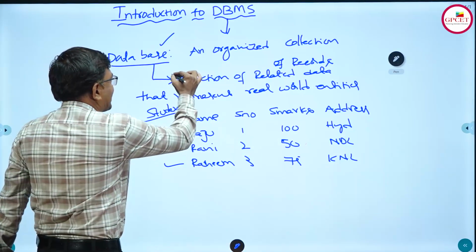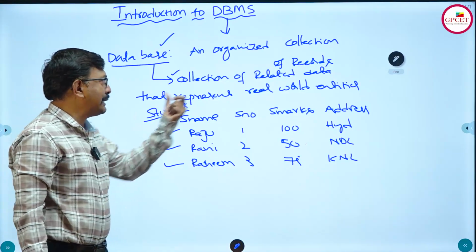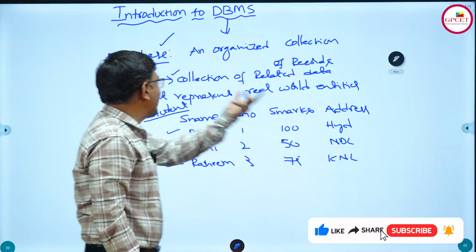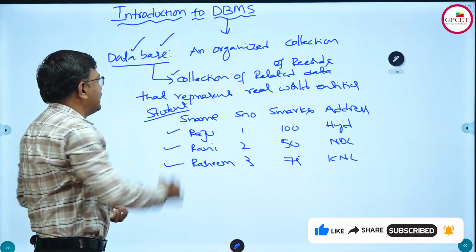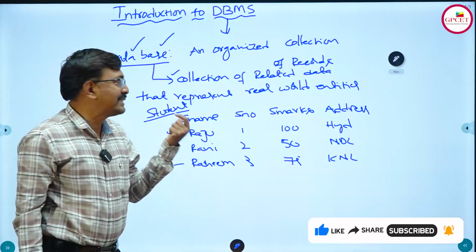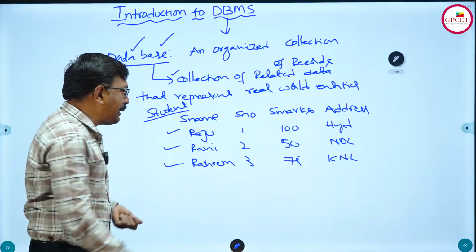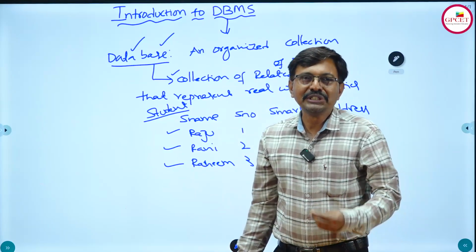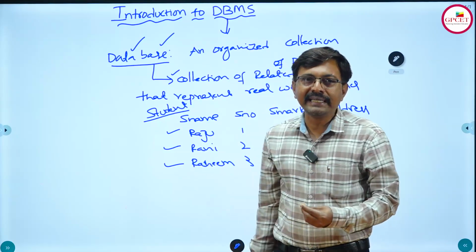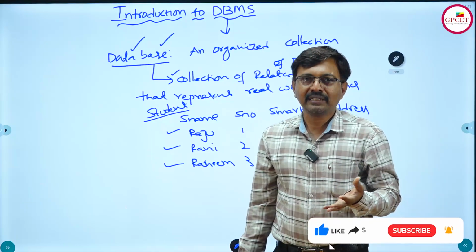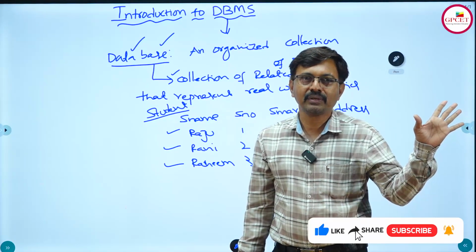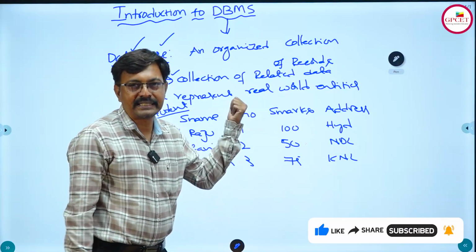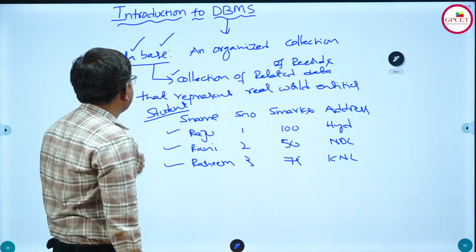Whereas in the second one, a collection of related data that represents real world entities. Any changes in the real world can be reflected in the database. That is a database. Simple example, newspaper. A newspaper is not a database, because changes in real world entities cannot affect it. That's why it is not a database. Clear? Because we cannot reflect real world entities.